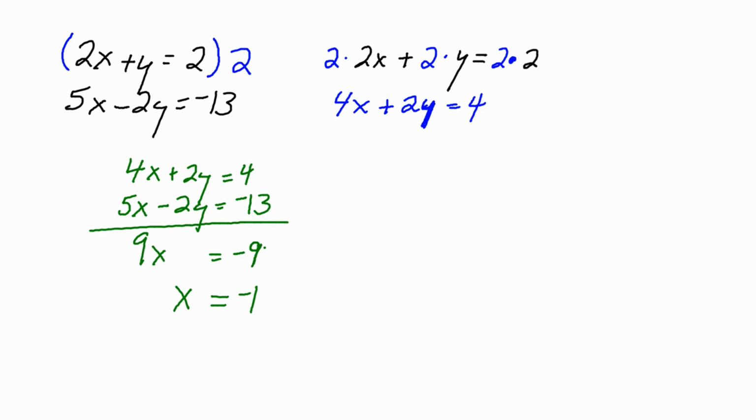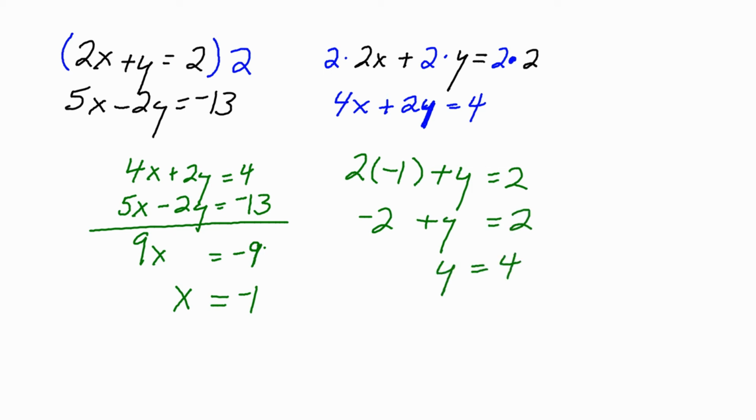To find y, I want to go back to one of my original equations, just because the numbers will be smaller. So I'm going to use my 2x plus y equals 2. So 2 times -1 plus y equals 2. -2 plus y is equal to 2. Add 2 to both sides, and y equals 4. So my answer should be -1, 4.